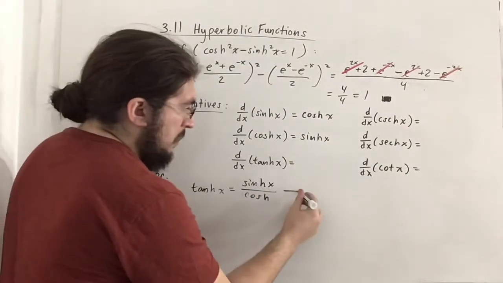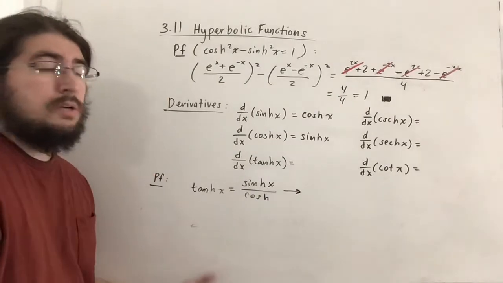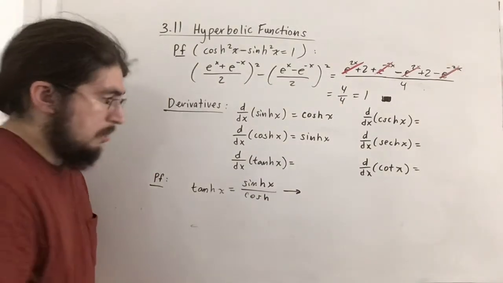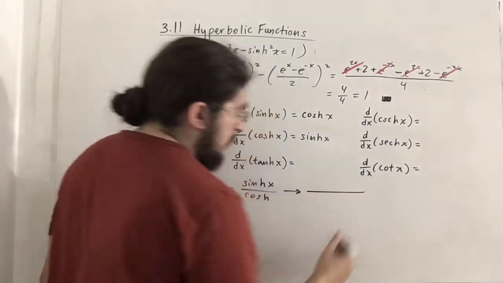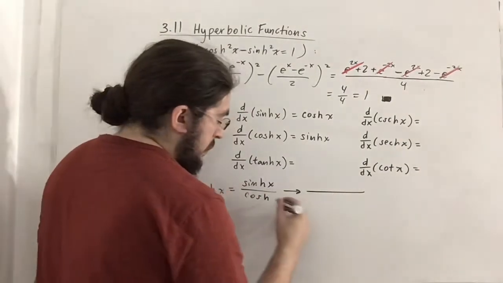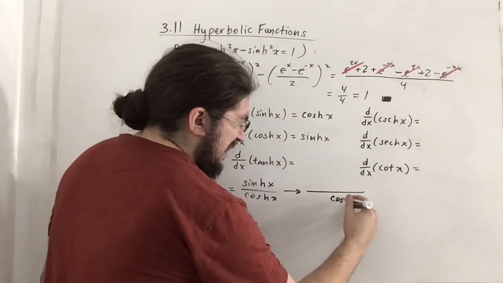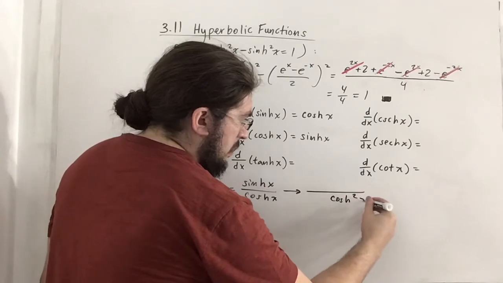So really when we take the derivative here, we need to apply the quotient rule. So it's going to be all over the bottom squared. So it's going to be cosh of x, I guess, squared.